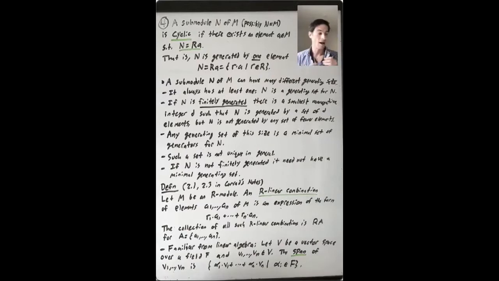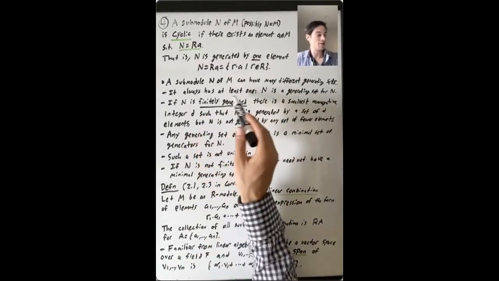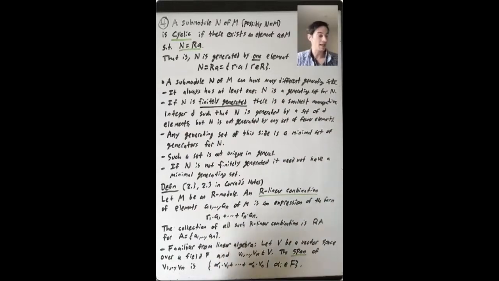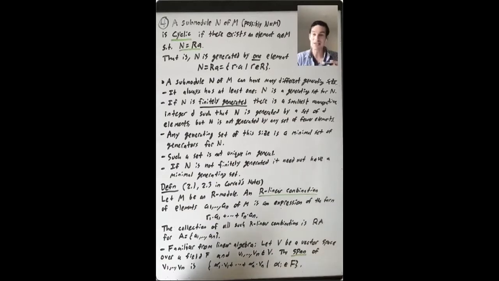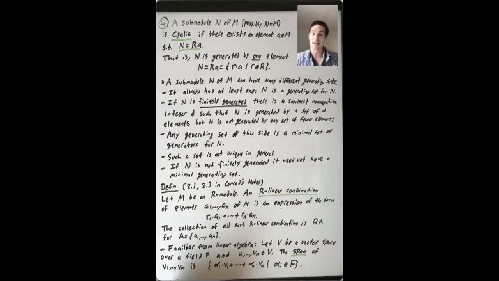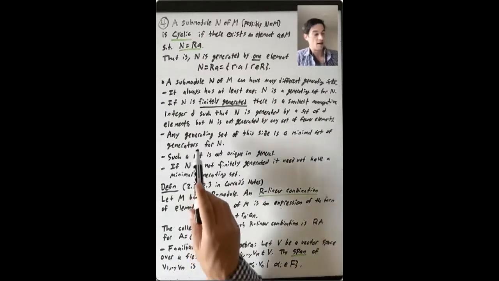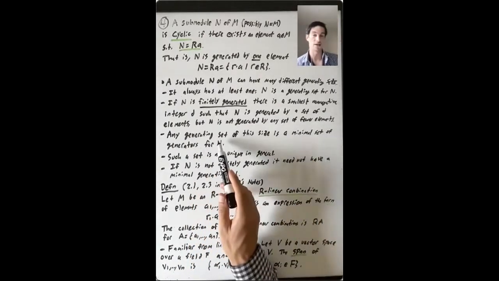All right, so if N is finitely generated, then there exists a smallest generating set, right? So N can be generated by finitely many elements. There's some smallest non-negative integer d so that N is generated by a set of d elements, but N is not generated by a set of a smaller number of elements. Okay, so a generating set of this minimal size gets a name. It's called a minimal set of generators for N.